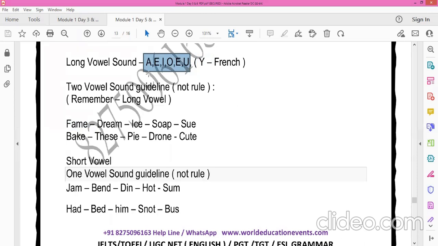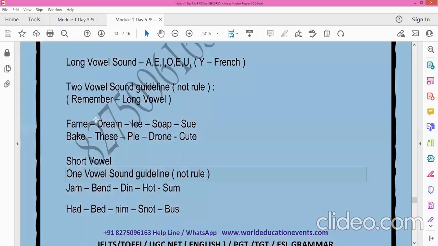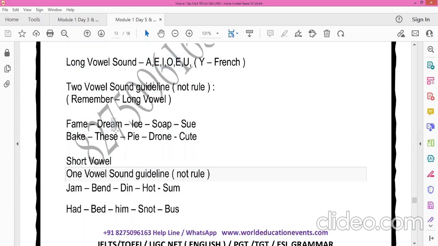Okay. So how can you read? See, A, fame, fame. Got it? Yes, sir. The second is silent. A is A. Fame. Okay, now next one. Really check out this one. A will become silent. And E will remain E. Dream. Dream. Okay. Now this one. I will remain I. And E will become what? Silent. Ice.